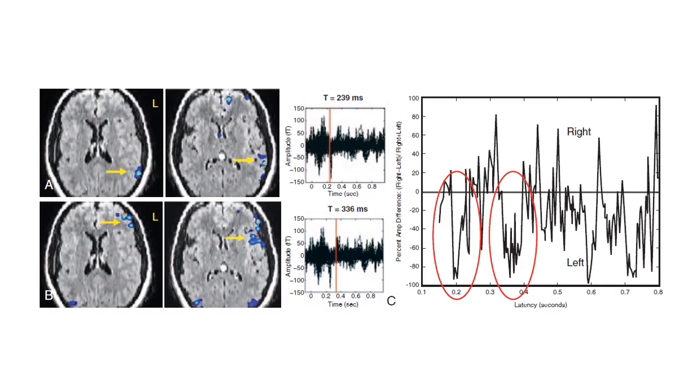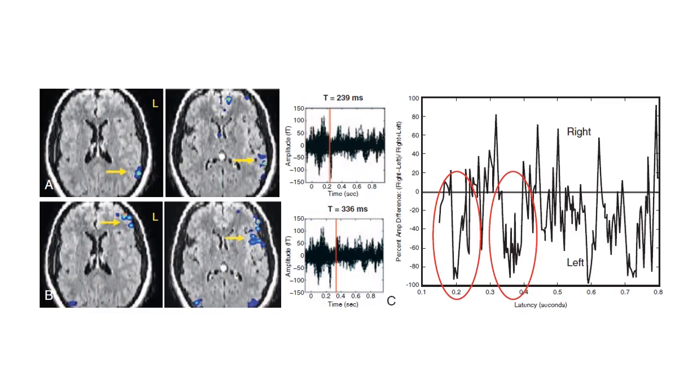Directly to the right, you can see the latency where the peak is, which was used to detect this activity. In panel B below it, activity in Broca's area was detected in the left inferior frontal gyrus at 336 milliseconds after picture onset.